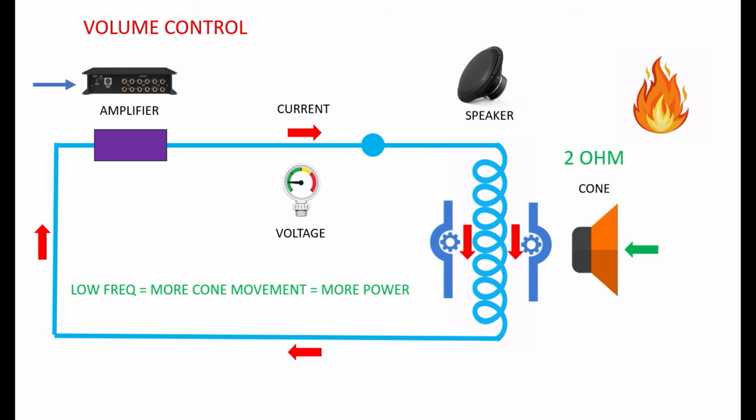Bass doesn't mean that we have more impedance or things going on. The reason that we need more power when we're playing low bass is because we need to move a lot of air, right? A lot of air means more cone movement. To make the cone move more air, we need more power going through the speakers. Yeah, so that's how volume control works.